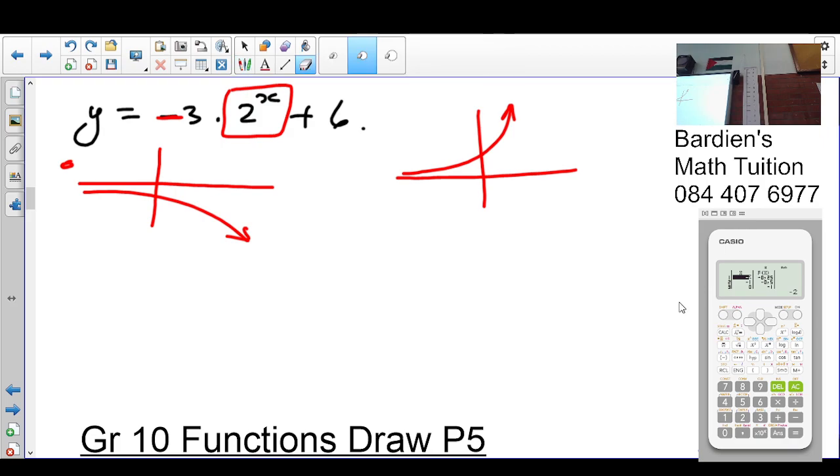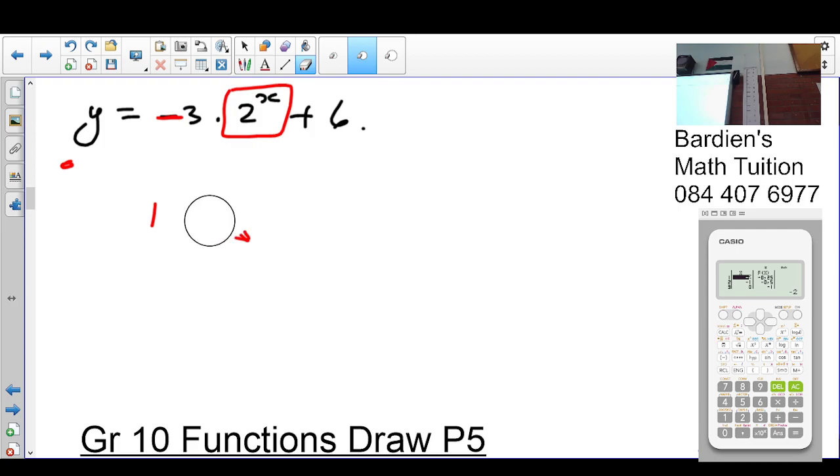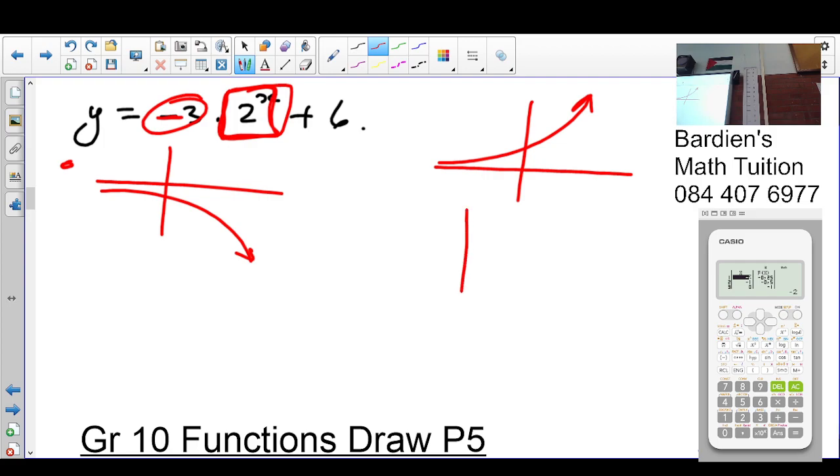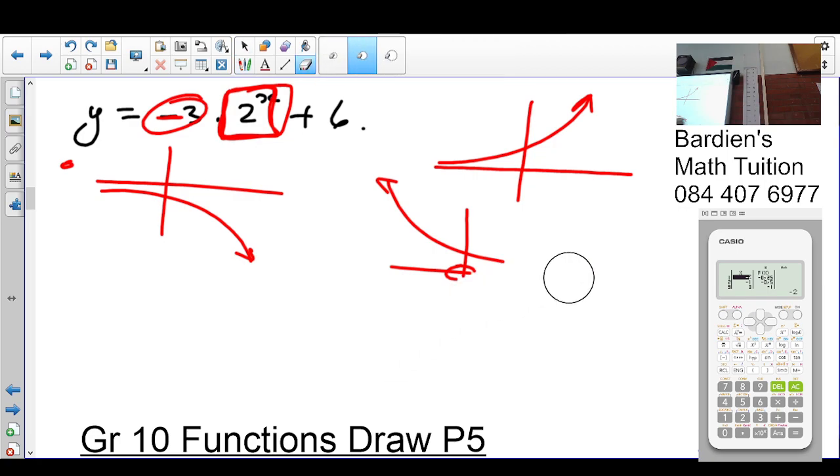Let's go again. You see this here? That b value is greater than 1, so the graph is increasing. But because of this negative here, it will be reflected in the x-axis. The graph would now be decreasing. If the graph had been decreasing and I reflect it in the x-axis, what's going to happen? It will be increasing. You guys understand? Okay, so that's number 1.